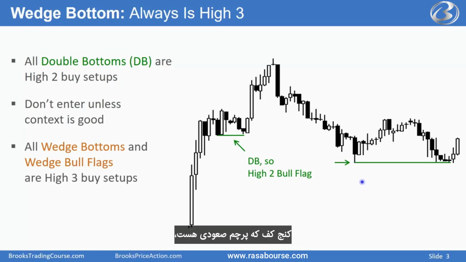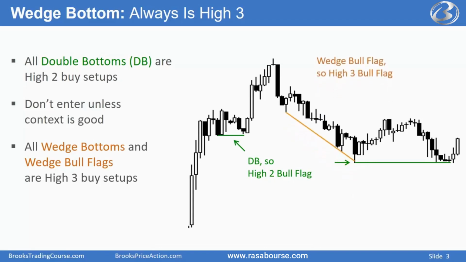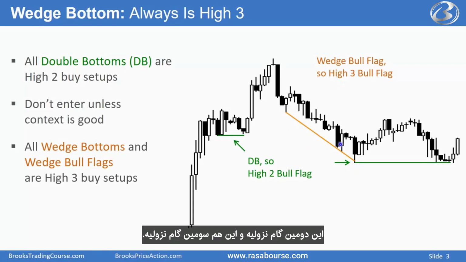Now, all wedge bottoms and wedge bull flags are high 3s. Sometimes a wedge has 4 pushes, so 1, and then maybe 2, and then 3, or 3, and then 4. And a lot of times the count is not clear. So a bear channel, first push down, second push down, third push down. That's one reasonable way to look at it.